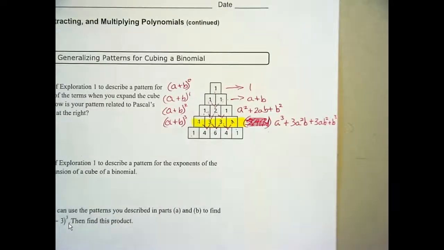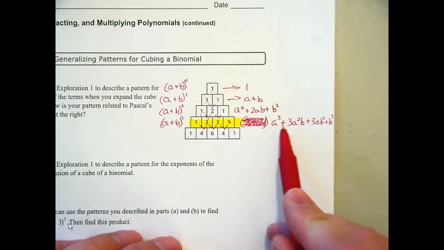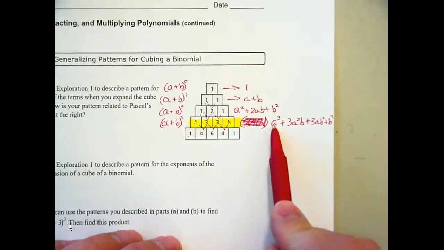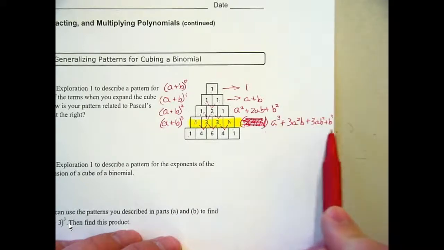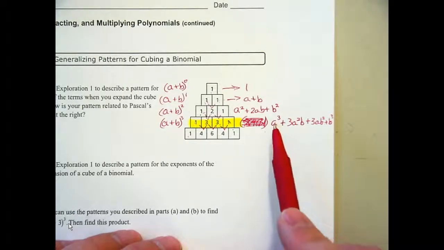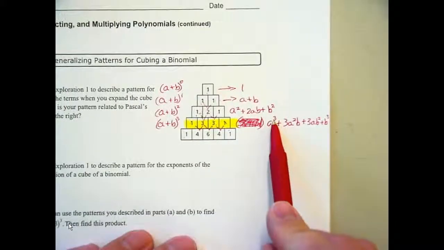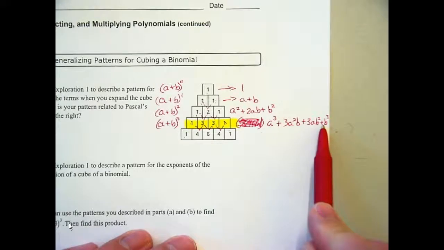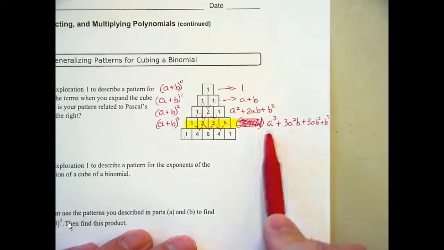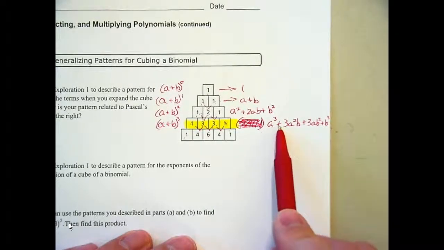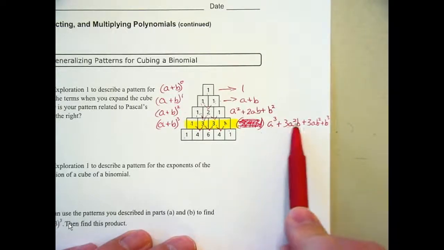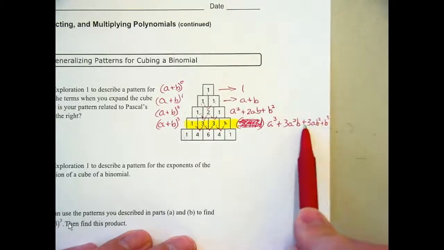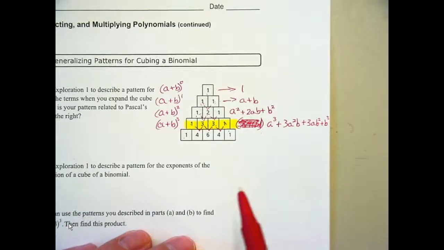Okay, now here's the question that I have. There's a bunch of patterns that happen here. But how do I know, like, these other powers? What's happening with your power of a? Yeah, it's decreasing by how much? 1. Until you get to a to the 0, which is 1, so we don't show it. And what's happening to your power of b? Yeah, it starts at b to the 0 and it goes up. Or it decreases the opposite direction, if you want to think of it that way.